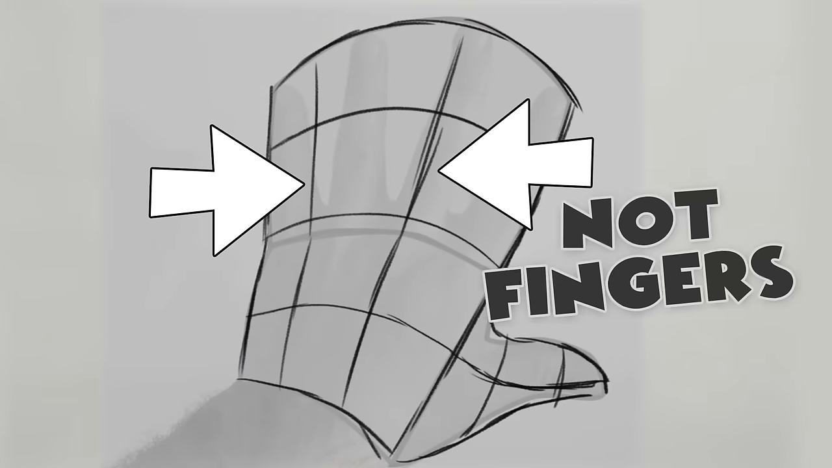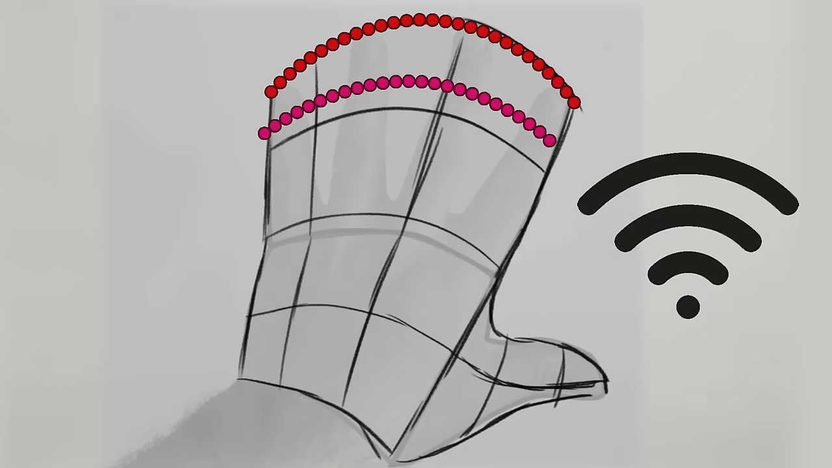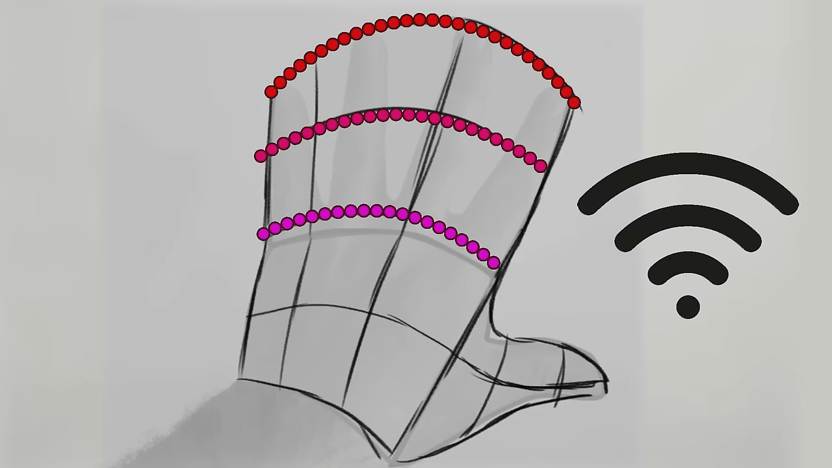Now, those lines do not represent fingers. It's still just a grid. See how I'm curving these lines, though? That does correspond with a hand. It's my Wi-Fi principle from the last video.